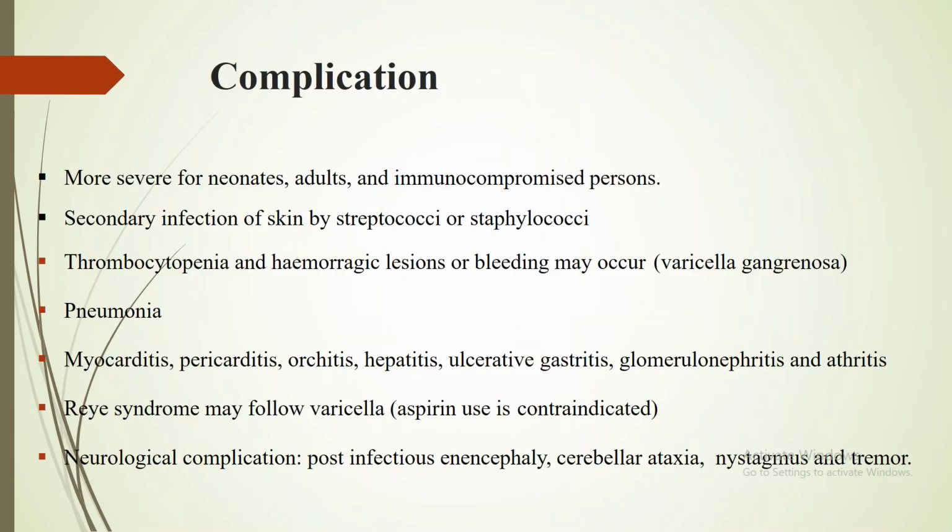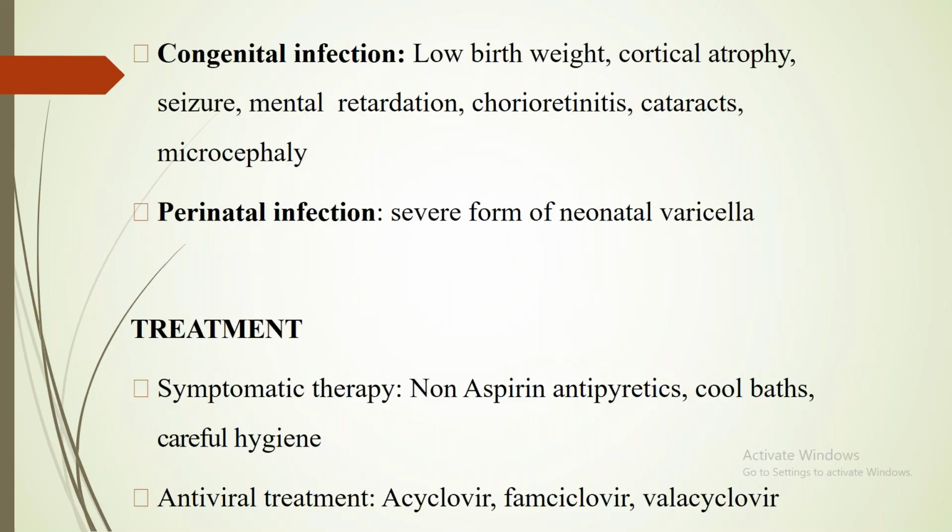Yes. Varicella also leads to an immunocompromised state in children, and they are prone to infections by streptococci or staphylococci. It can lead to complications like pneumonia, myocarditis, pericarditis, and also neurological complications. In congenital varicella infection, it can lead to low birth weight. It can lead to involvement of the CNS in the child, leading to chorioretinitis, cataracts, and microcephaly.